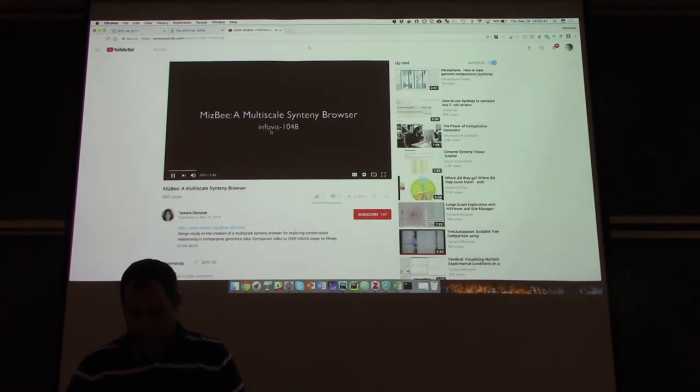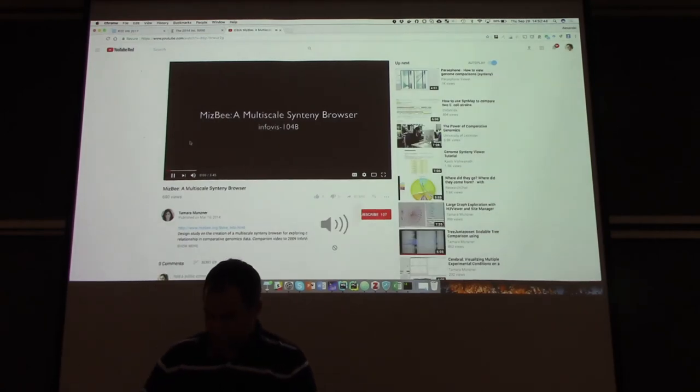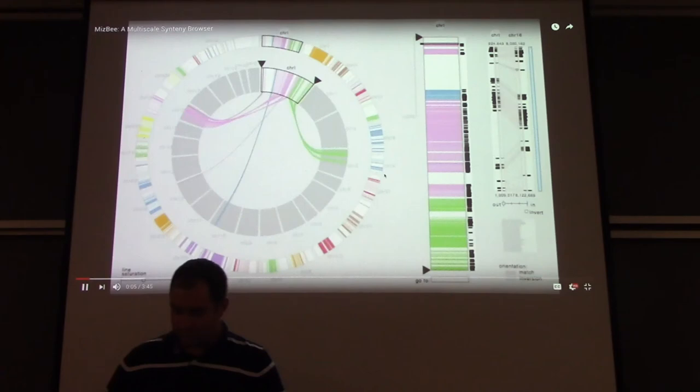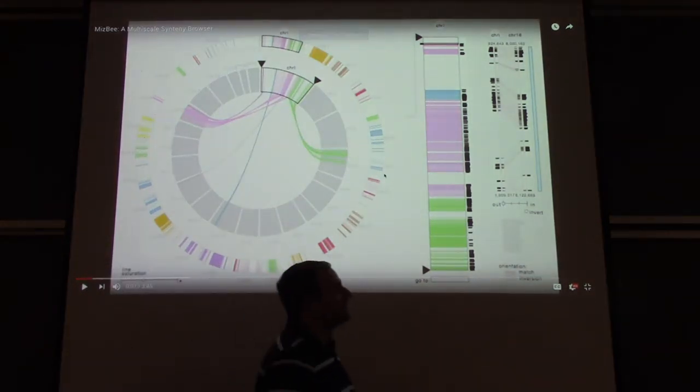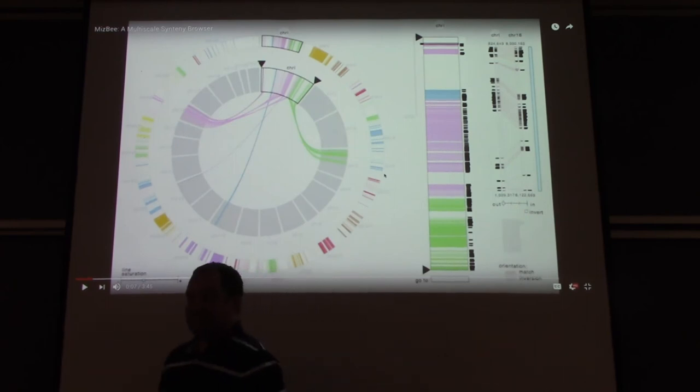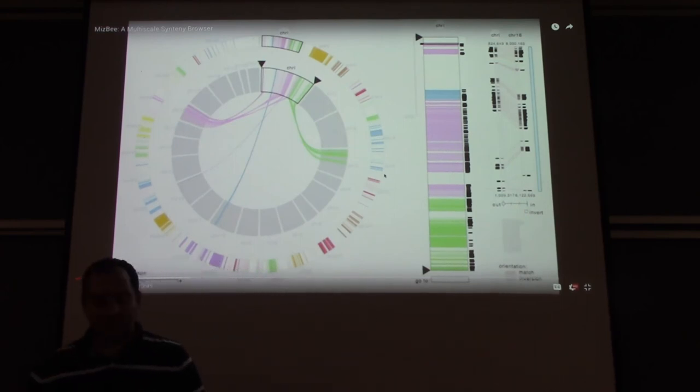CSB is a multi-scale synteny browser for comparative genomics data. So this is again multiple coordinated views, but here it's not exactly the same information, but it shows you relationships. This is one chromosome that we see here, and then we see the same chromosome here in much more detail.